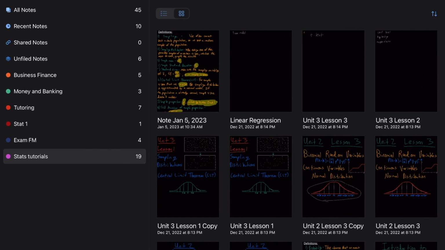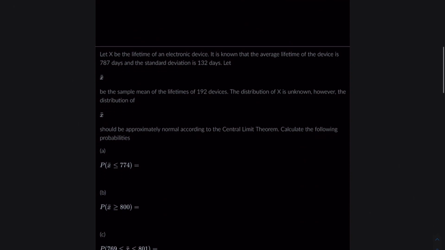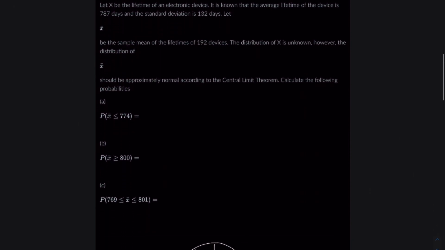All right, let's start working some problems. So we're going to come here, and the first problem says, let x be the lifetime of an electronic device. It is known that the average lifetime of the device is 787 days, and the standard deviation is 132 days. Let x bar be the sample mean of the lifetimes of 192 devices. The distribution of x is unknown. However, the distribution of x bar should be approximately normal according to the central limit theorem.